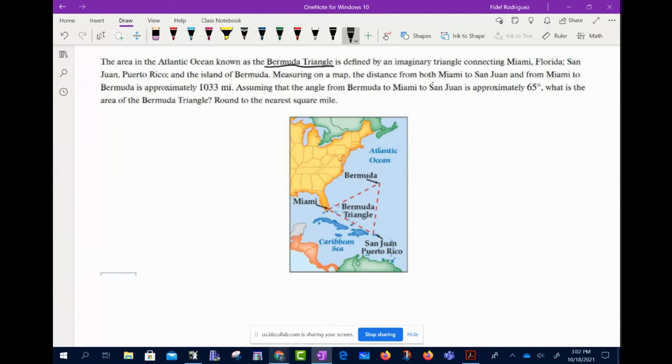Okay, so the distance from Miami to San Juan, so this distance right here is 1033, and Miami to Bermuda, this distance right here is also 1033. Okay, and it says, assuming that the angle, okay, now we're talking about the angle from Bermuda to Miami to San Juan. So this angle right in there, y'all, is 65 degrees, okay? What is the area of the triangle round to the nearest square mile?